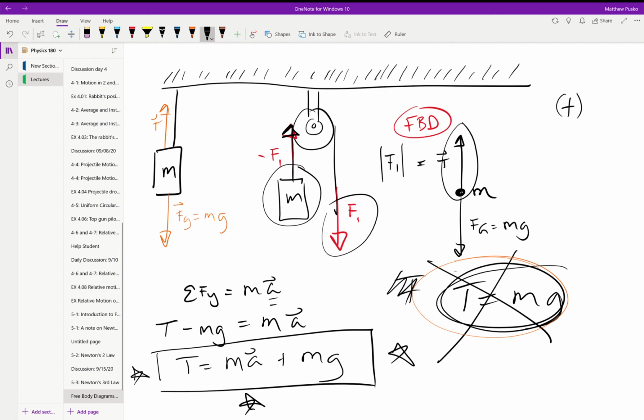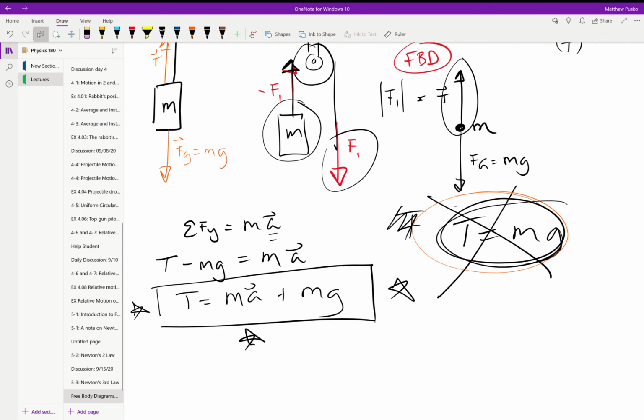Okay, thinking of any other scenarios that we need to deal with at the moment. I've done the inclined plane a few times. Alright, start diving into the homework and see what you can do.